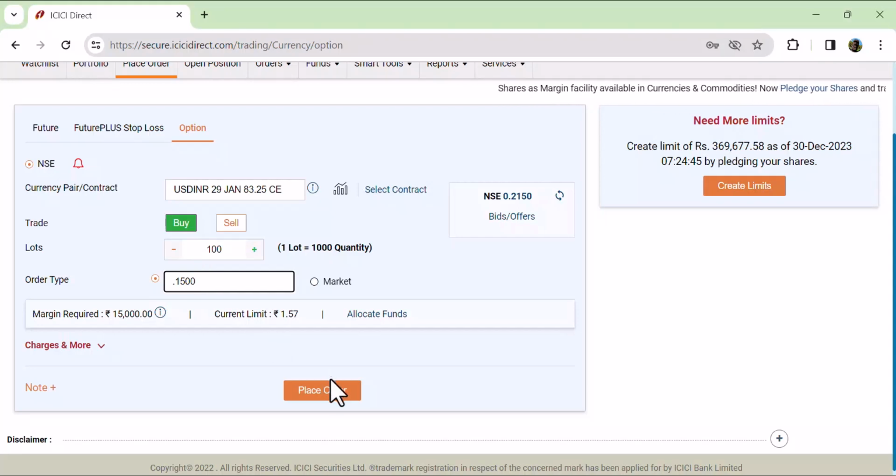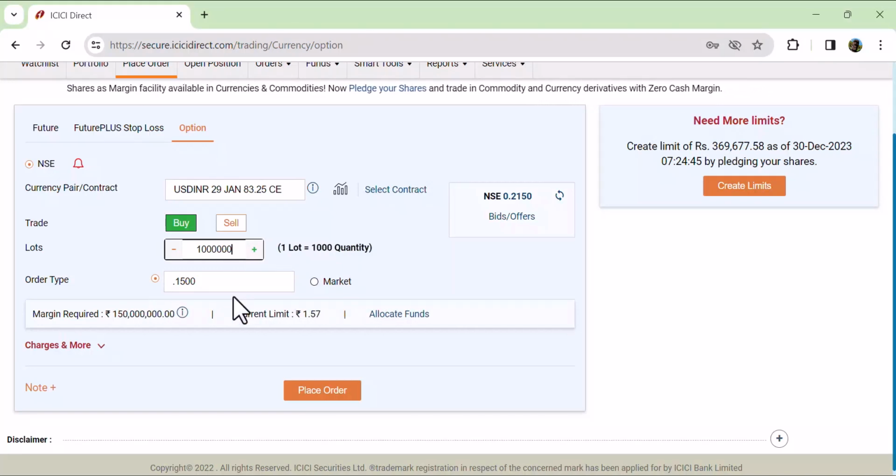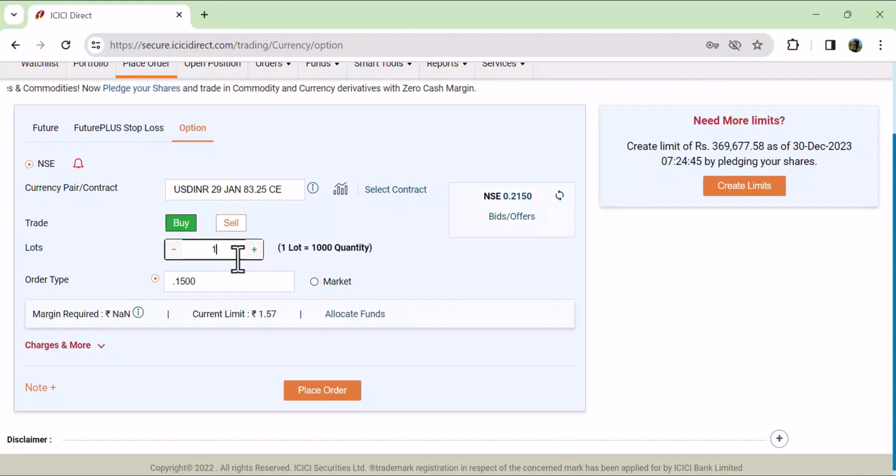Then first of all, I have to see what margin I have to pay. So margin is how much? One lot is 1,000, so it should be 1,000 at least for one lot. Okay, fine. So it has to be 1 lakh. If I take 100, I think 1 lakh is what I have to pay. Okay, just 1 lakh, fine.